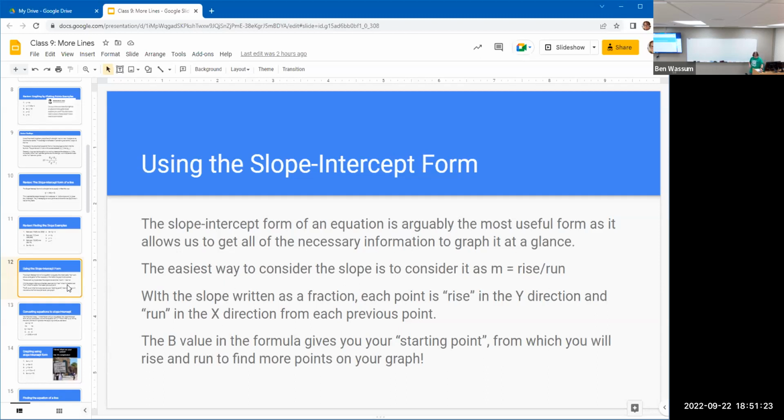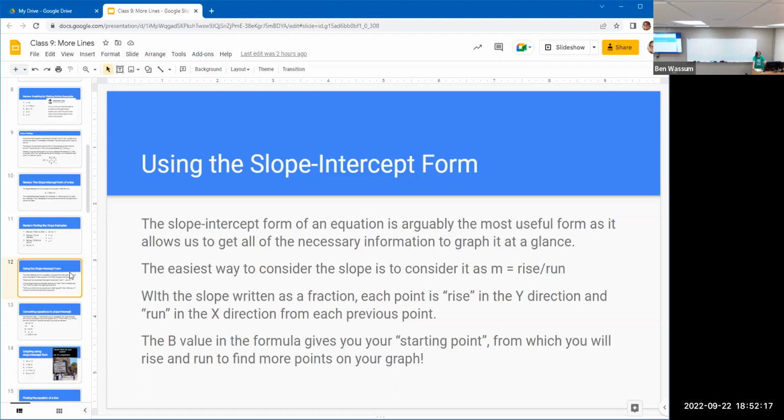So this class is going to be largely about using the slope intercept. The slope-intercept form of a line of an equation is, in my opinion, the most useful because it allows us to get all the necessary information in order to graph the line just by looking. So again, we consider the slope as rise over run. Based on the slope, any two points on that line are that much rise above that point and that much run from that point.